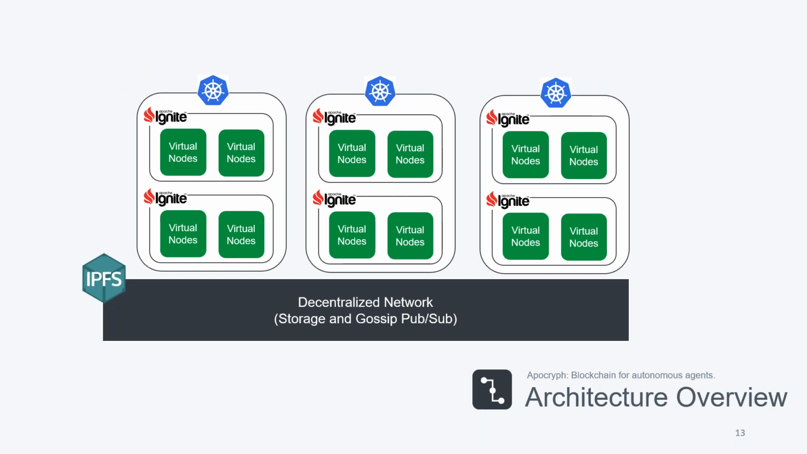The last thing that I want to show you is a very high-level overview of how the Apocryph architecture is created. We have a decentralized network as a base for the storage and the networking, and on top of it we have multiple Kubernetes clusters running multiple Ignite nodes, and every Ignite node is running the whole consensus and all of the virtual nodes required for the blockchain and all of the user code. This is a very high-level overview of the architecture.